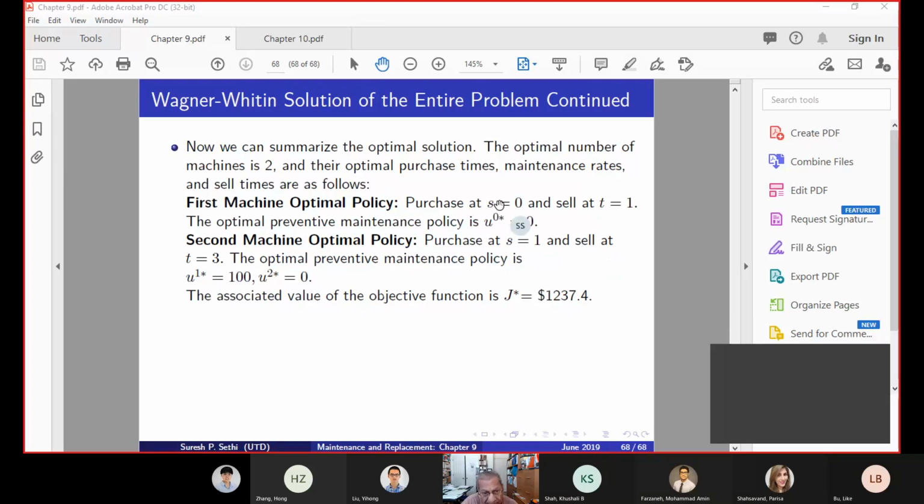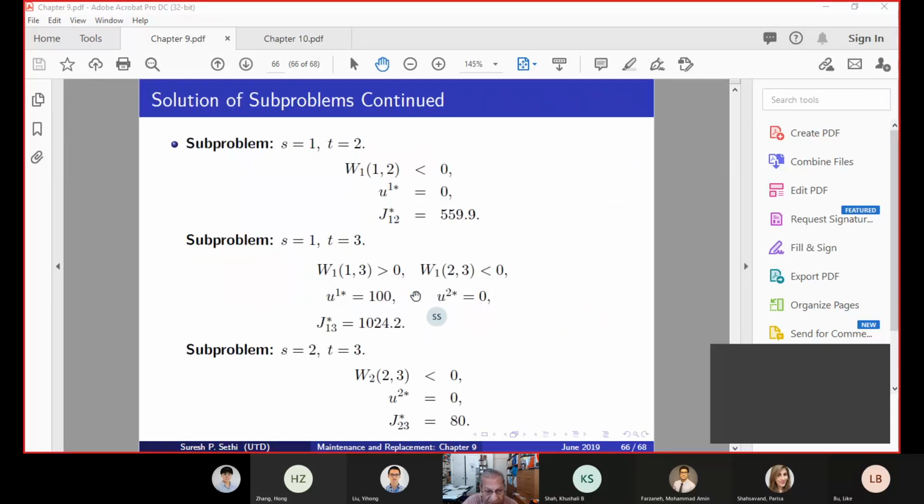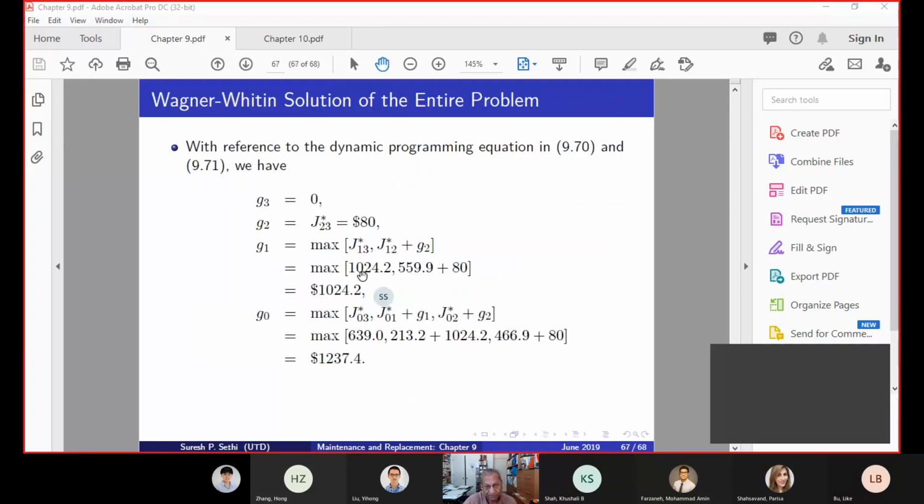Once I'm there, I have to figure out what happens, because this was purchased at 1. I still have period 0. So I go to the first machine. You purchase at 0 and sell at 1. And the optimum control is 0. Together, the cost is 1237.4. So I actually have an optimal policy by using the Wagner-Whitin. This is a simple exercise for 3 periods, but you can see the idea can easily be done for any number of periods you want.